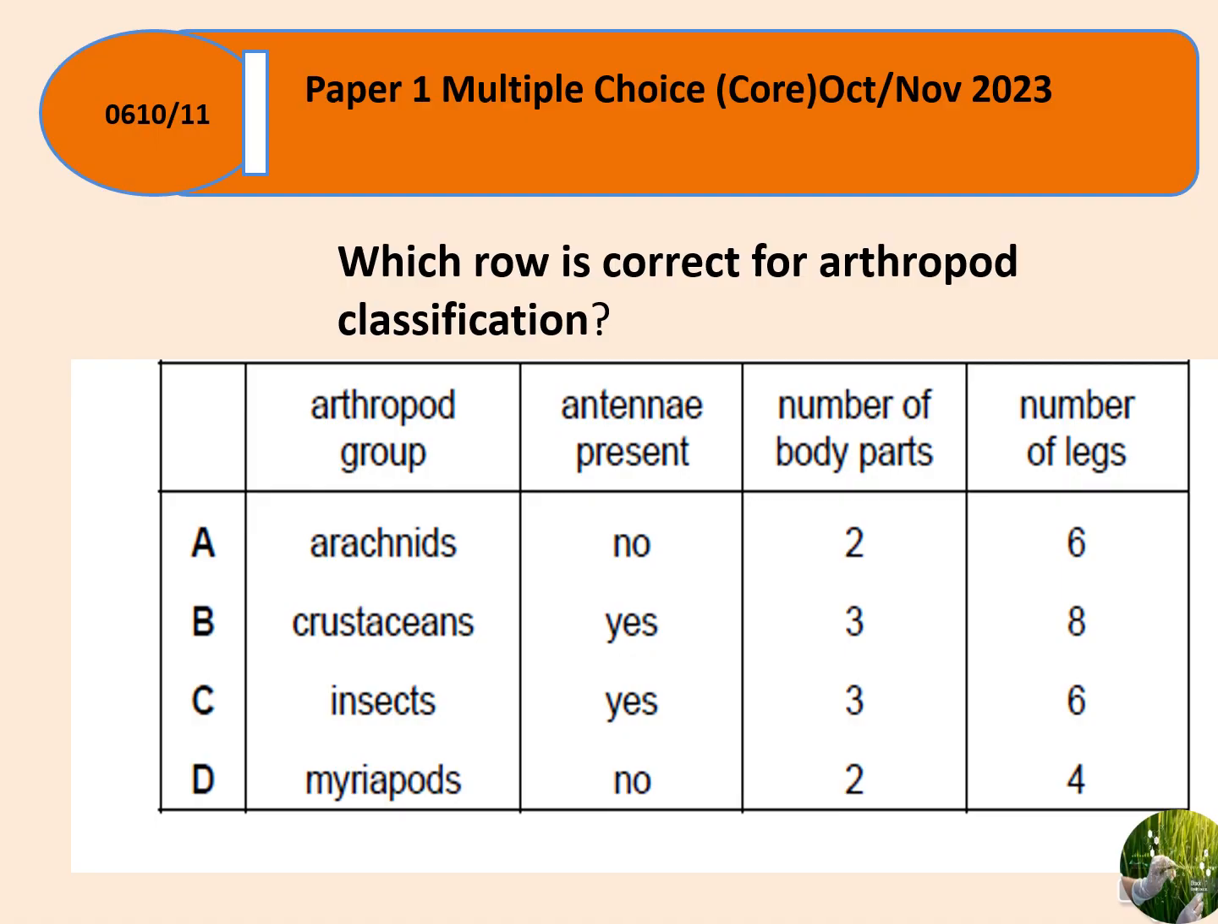Then crustaceans, antennae present, yes. Then number of body parts 3, but number of legs are either 5 pairs or more. Then when it comes to insects, antennae present? Yes. Number of body parts? 3. Head, thorax and abdomen. And number of legs? 6. That is correct. So C is the correct answer.